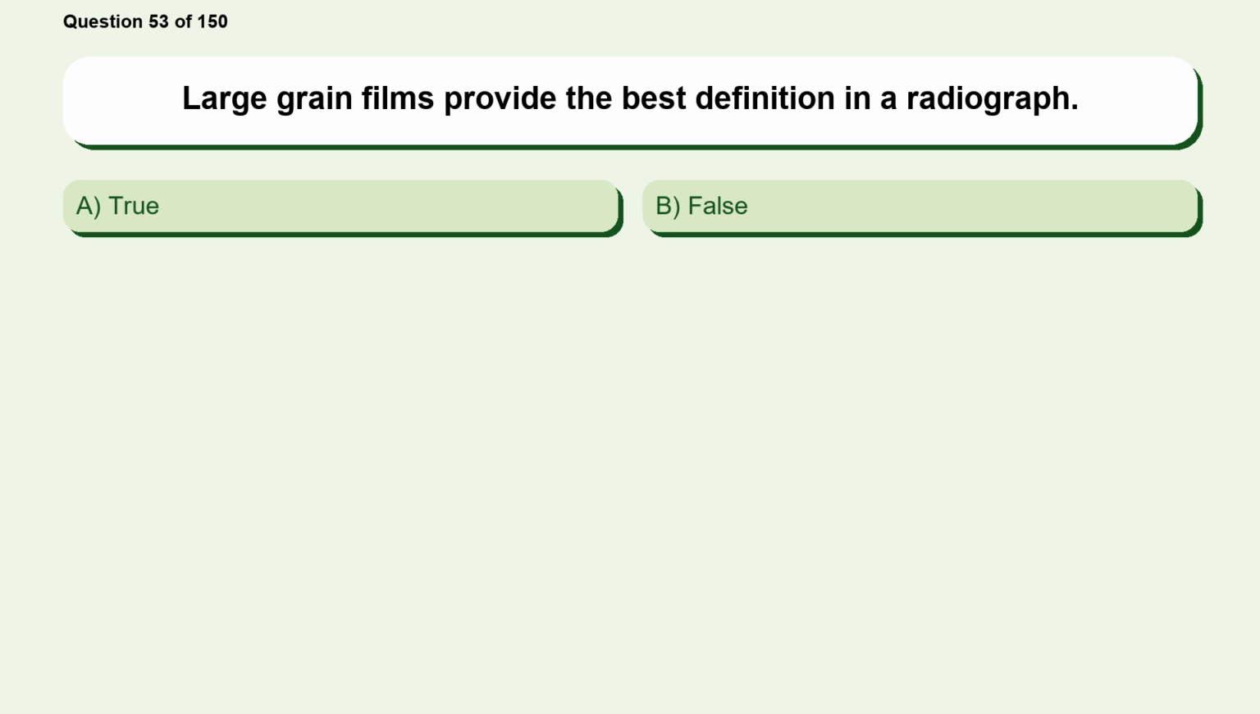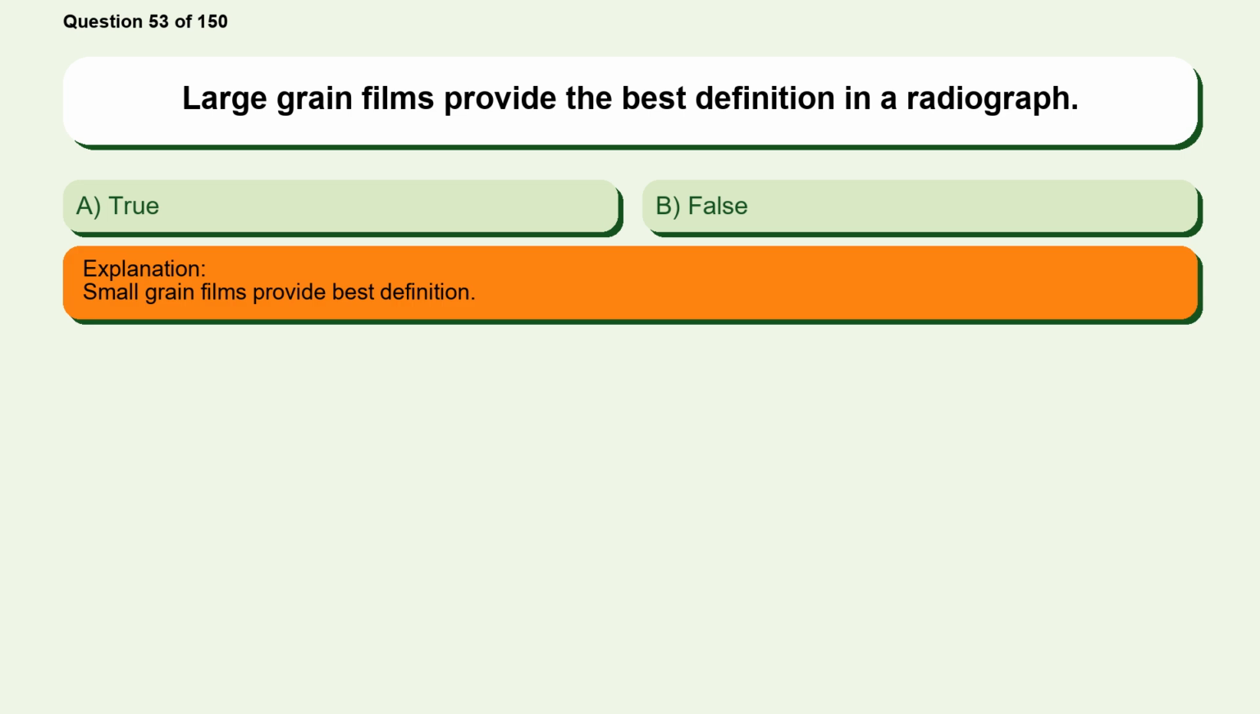Question 53. Large grain films provide the best definition in a radiograph. Option A, true. Option B, false. The correct answer is option false. Small grain films provide best definition.